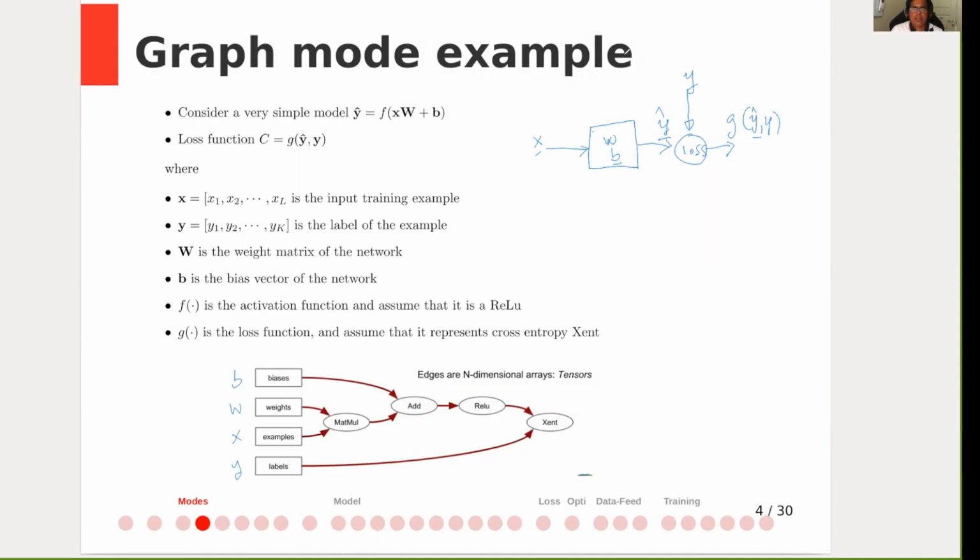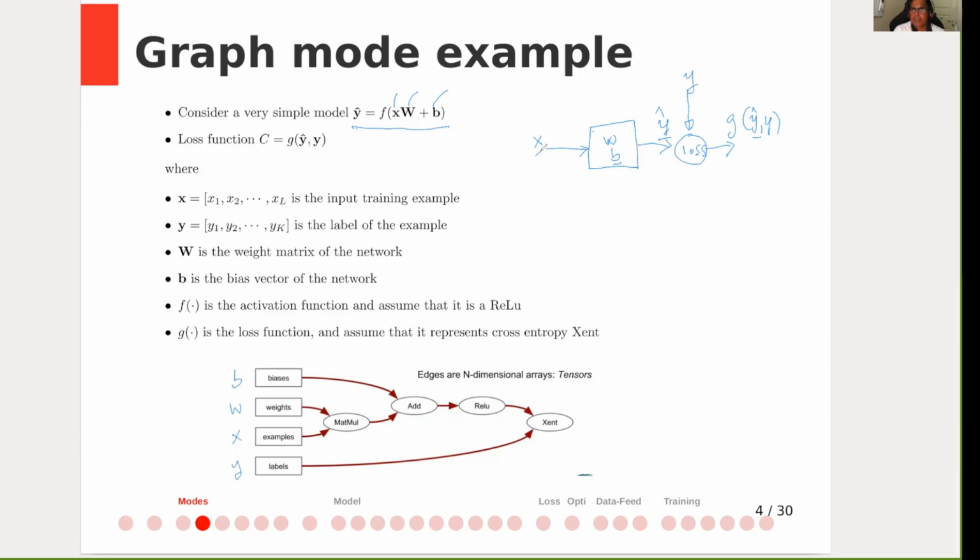In order to understand how TensorFlow works in graph mode, you can take a look at an example. In this case, we consider a very simple model, which is given by this formula: y hat is equal to f of xw plus b, where x is the input to the model, w is the weight matrix, b is the bias vector, and f is a nonlinear function, which is also called an activation function. And we consider a loss function c, which is given by g of y hat and y. So this is a model.